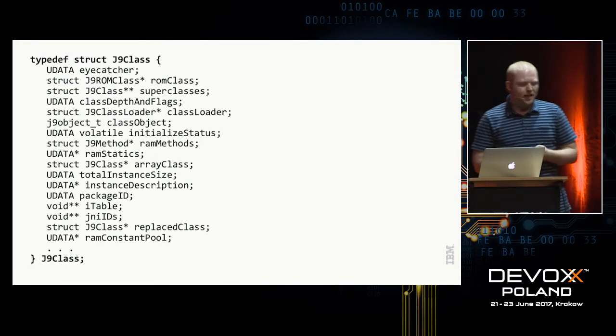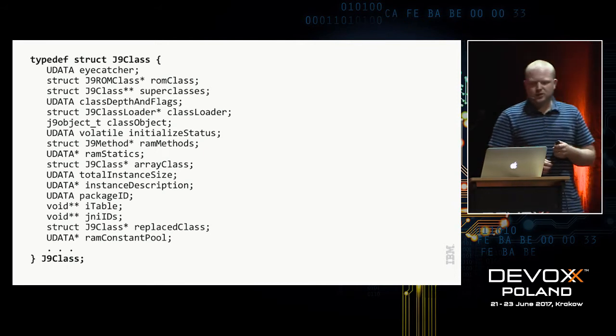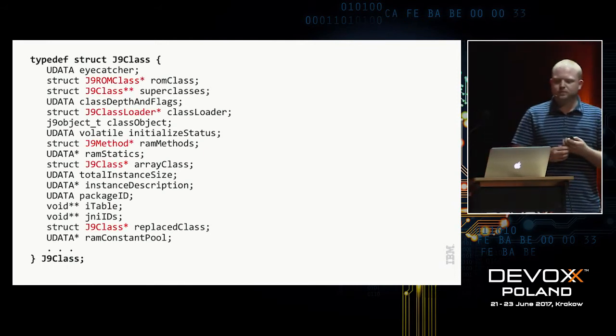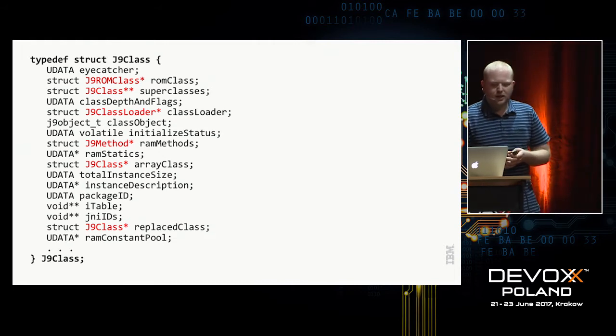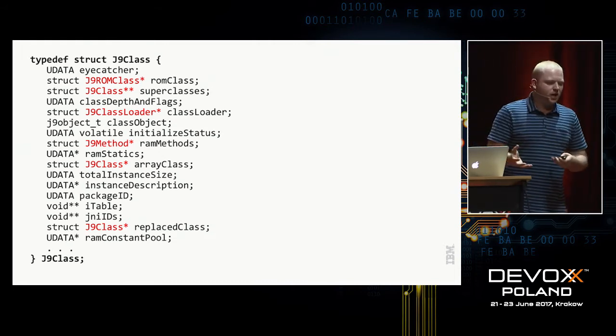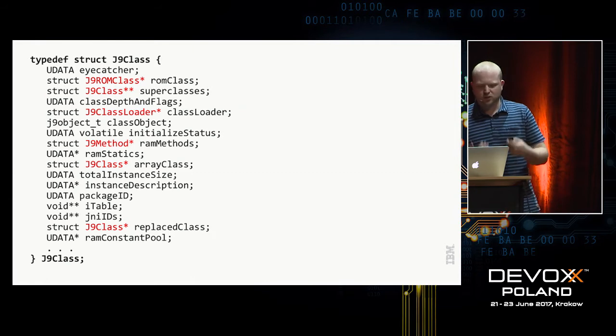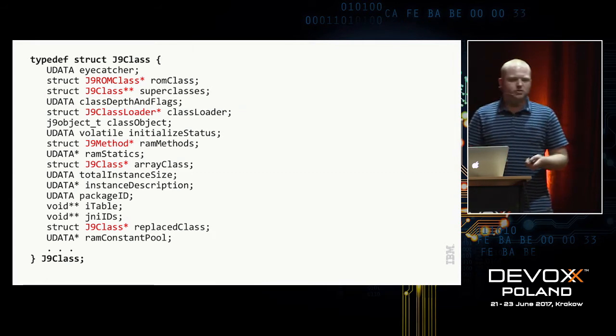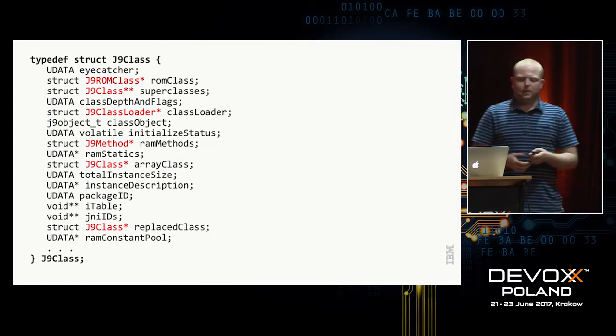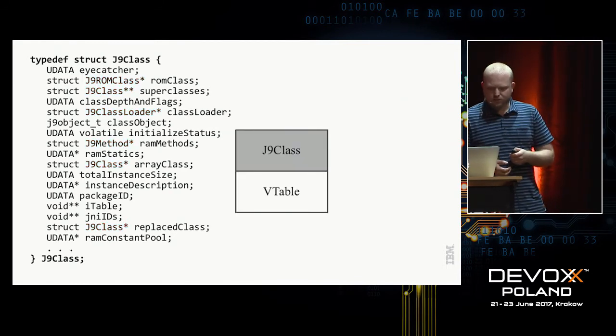So this is the J9 class structure. And as you can see, we're using real pointers now, not SRPs. And all this data has been resolved. I can get to my superclasses. I can get to my super interfaces. It's no longer symbolic where I just had the name, like the way I had in the ROM classes.